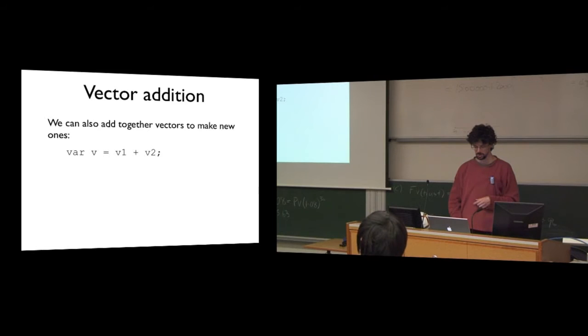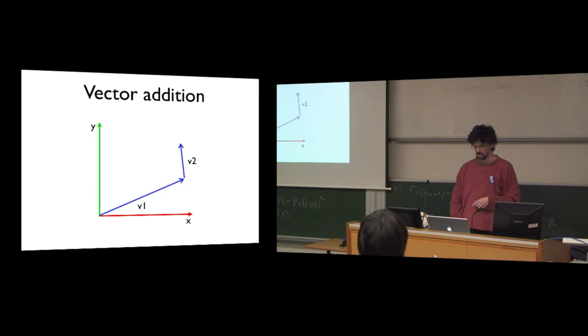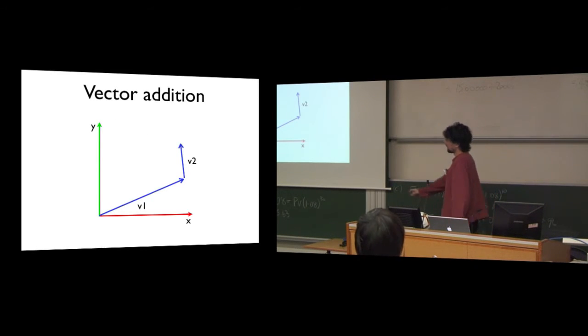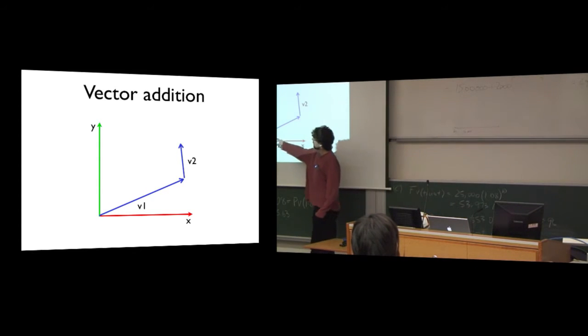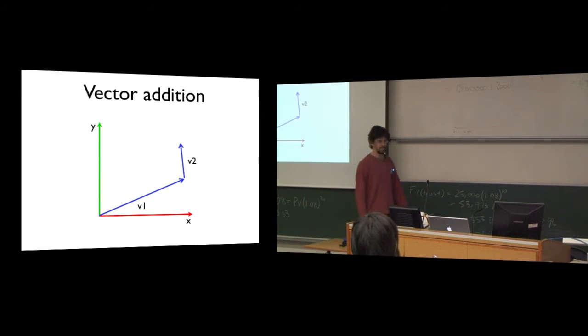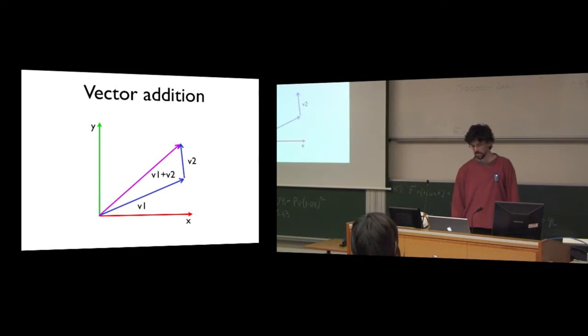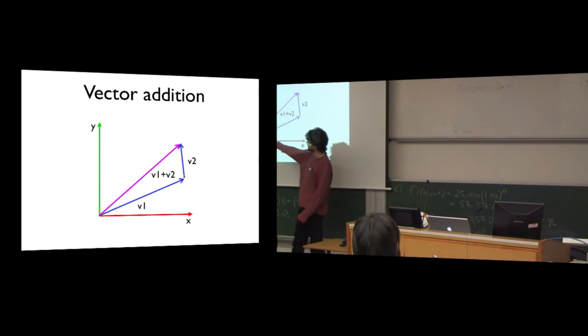So if I told you to walk in this direction, however long V1 is, and then I told you to turn and walk in this direction, however long V2 is, then your final position would be the sum of those two vectors, which is this vector, which is the same as this vector, just saying walk that direction in whatever distance it is.